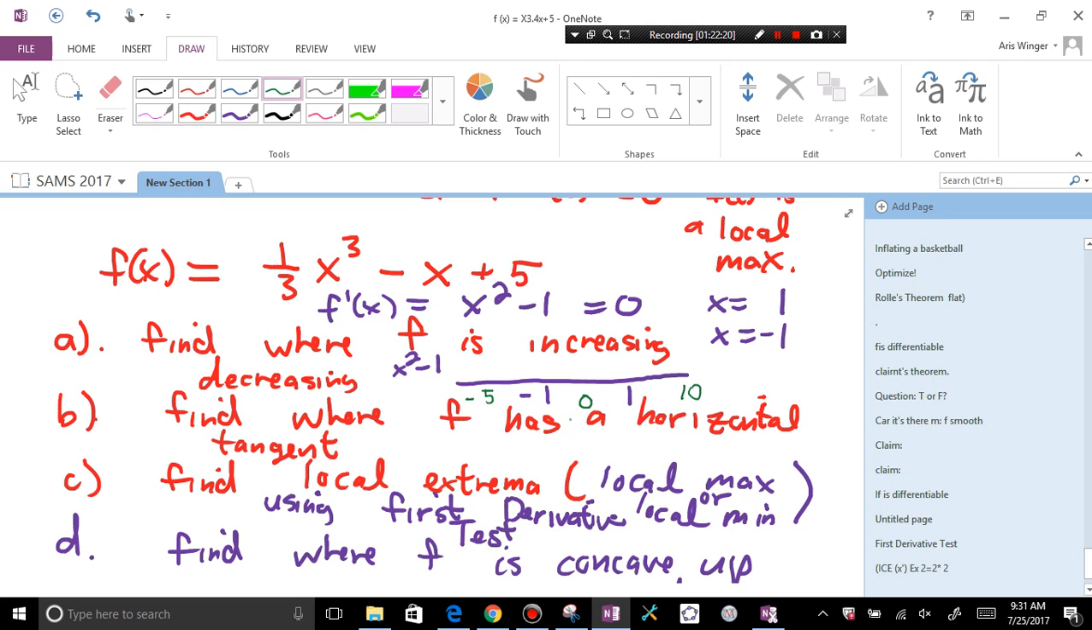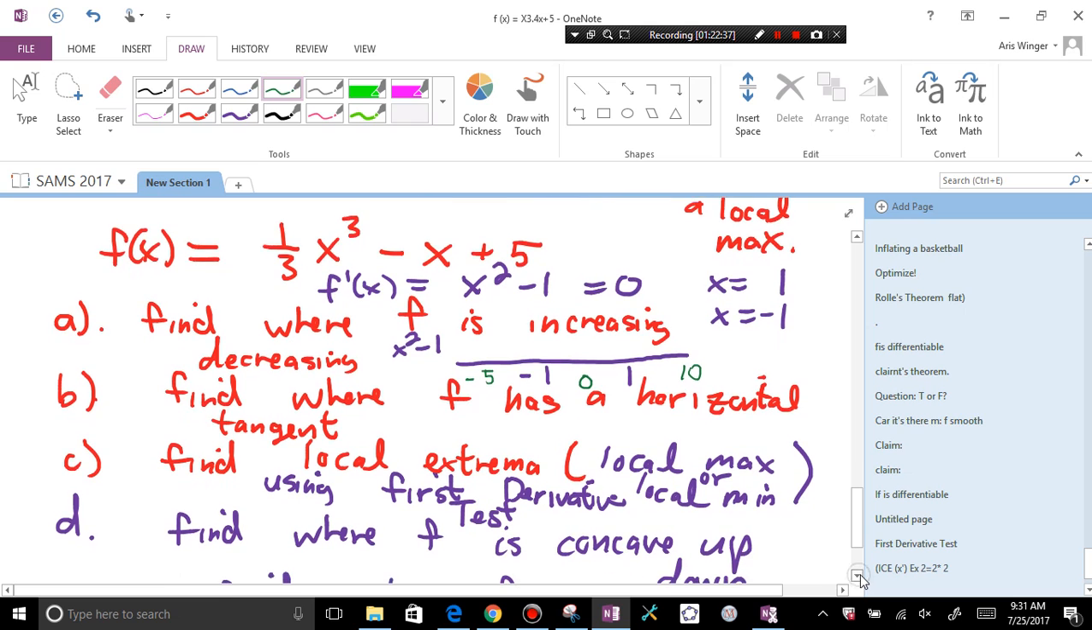If I'm writing where it's increasing, because there are 2 intervals, do I put a union, or is it something else? Let's write how we want the answer to be. We'll end with this, and we'll come back here tomorrow.